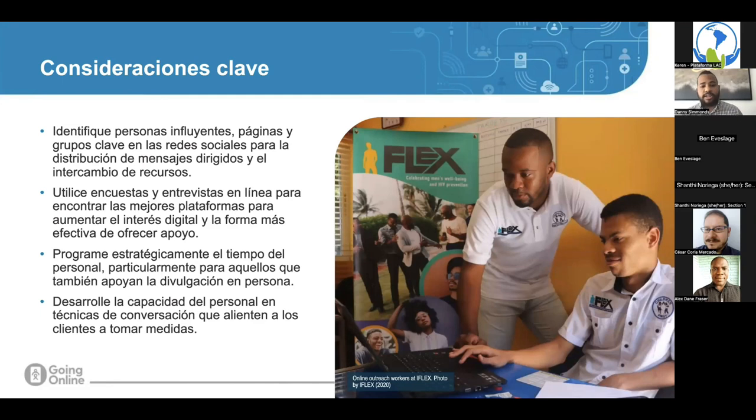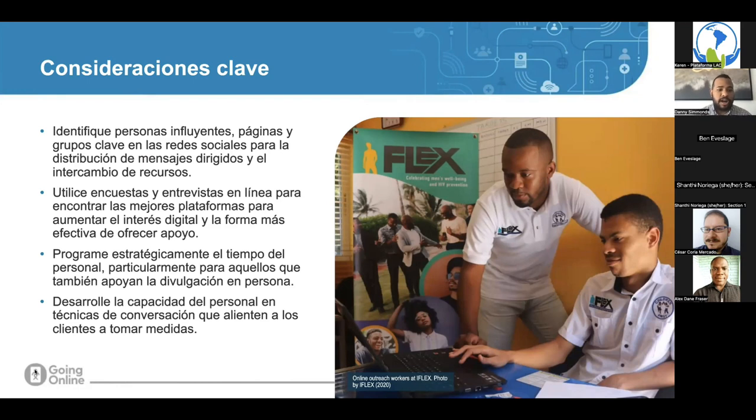When conducting social network outreach, it's important to identify key social media influencers, pages, and groups that can be targeted for message distribution and resource sharing. We have put this together in a combined approach called social media mapping, and it allows the workers to find the right people with the right messages and target them at the right time.